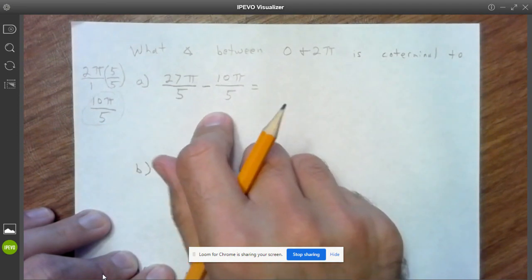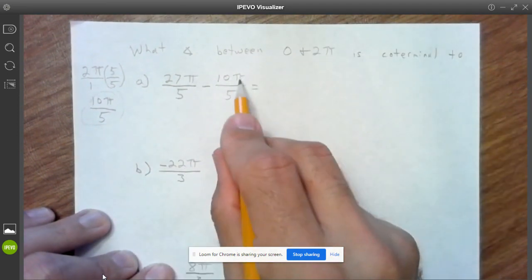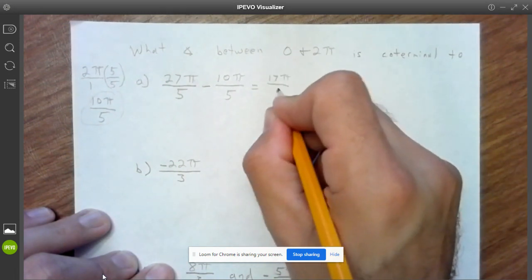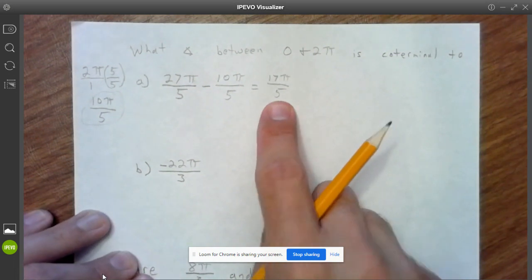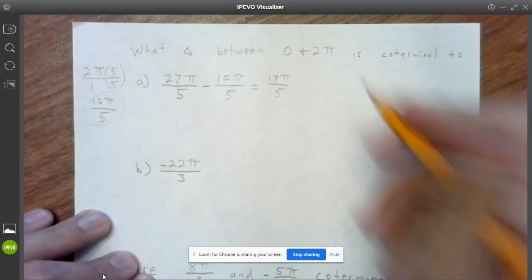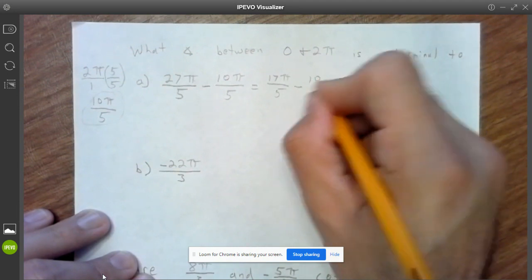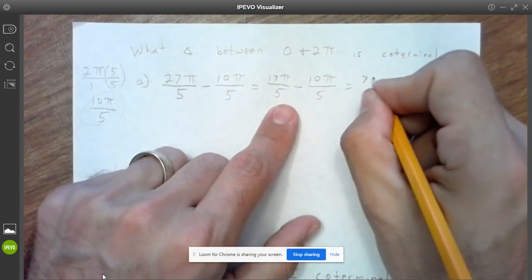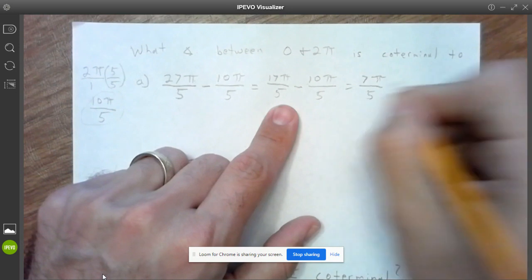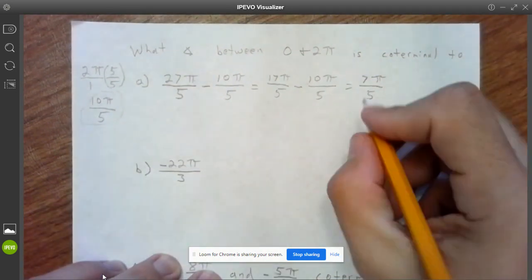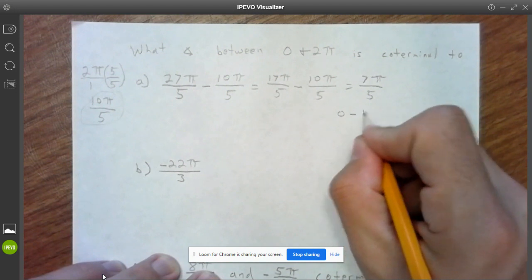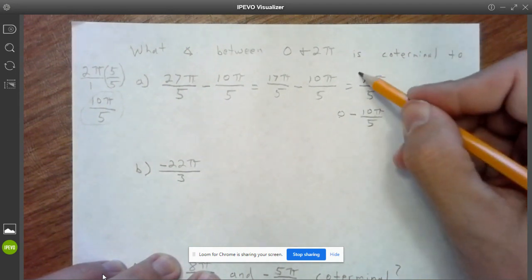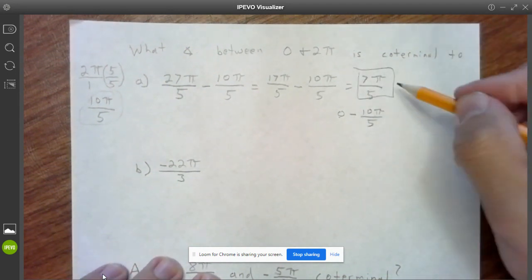All right, so when we subtract it once, we get same denominators, and they're like terms because they both have pi's. This is going to give us 17 pi over 5, but that is not between 0 and this. So we got to subtract another 10 pi over 5. And this is going to give us 7 pi over 5. And that value is between 0 and 10 pi over 5. So this is between these two values. So this is our coterminal angle in radians.